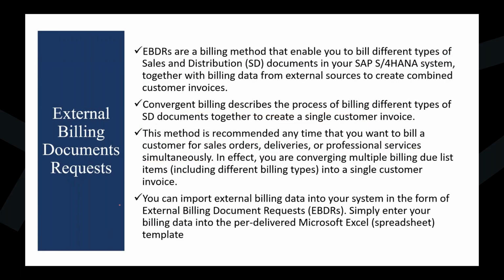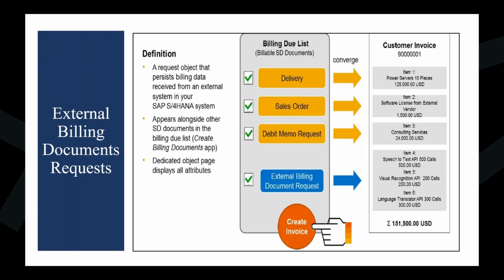If you see this, normally when you are creating a billing document, you can enter the delivery number, sales order number, and debit memo request. Along with that, you can enter the external billing document request. That billing document request you will create first, and then for these you will be creating the invoices.